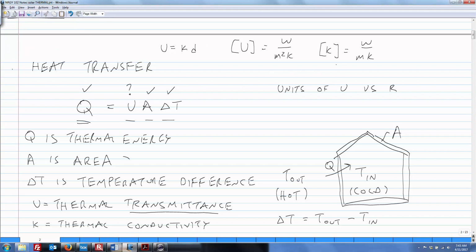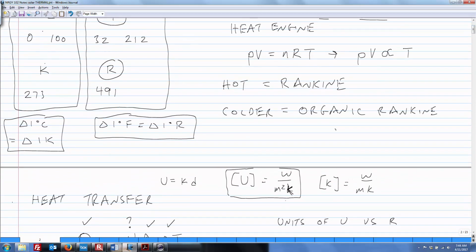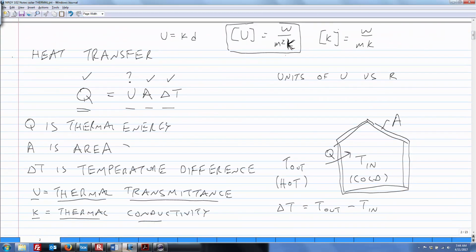Okay, so what I've done here, I've cleared this up. So U is the thermal transmittance. K is the thermal conductivity. So the dimensions of U are watts per meter squared per Kelvin. Note that's a big K for Kelvin, and that K, it's a little confusing. Let's just go back up here and note that that is this Kelvin right here, big Kelvin. Little k is the thermal conductivity. And little k has units of watts per meter per Kelvin. And again, let's make that a big K for Kelvin.